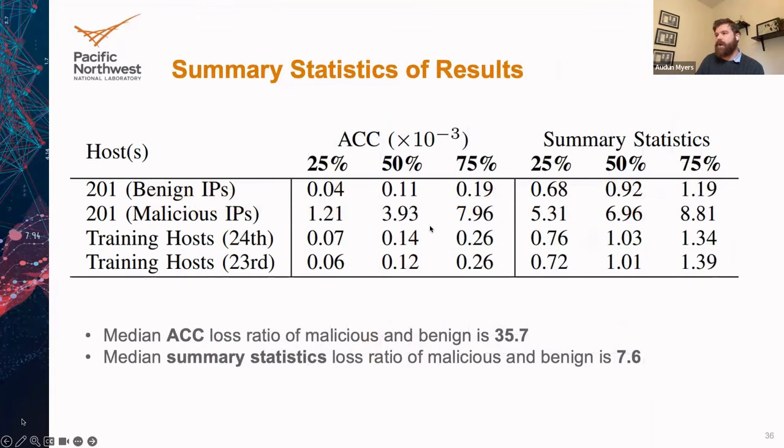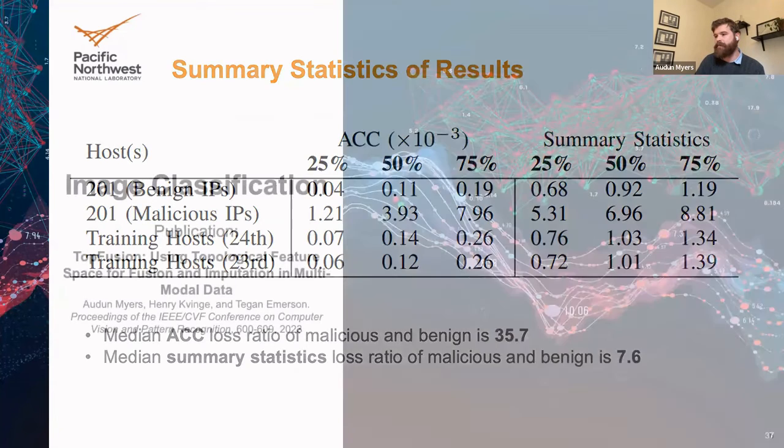So as a summary of these results, I'm gonna gloss over this table, but what we can look at is the median loss value for Adcock-Carlson coordinates between malicious and benign over all of the data. We got a ratio of 35.7 here, compared to the summary statistics, where it's only 7.6. So this really tells us that the zigzag persistence method of studying this data is providing a much clearer distinction between malicious and benign activity, which is also a good thing.